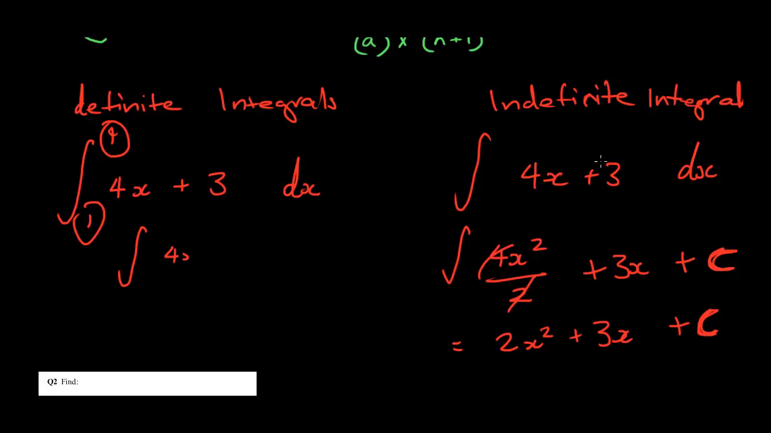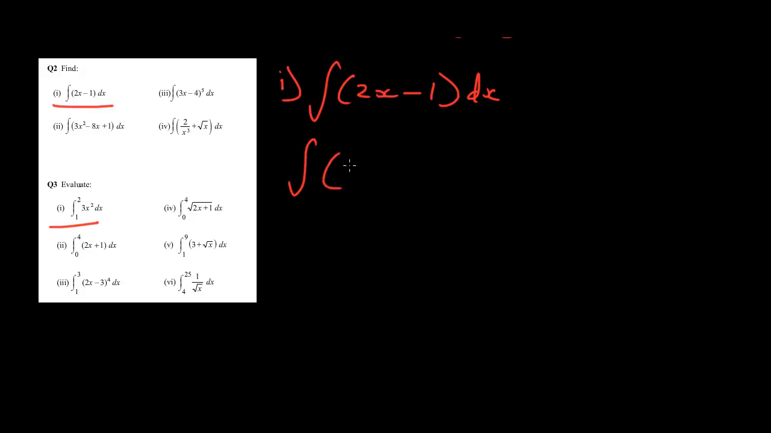That's all I needed to explain to you guys about definite and indefinite. Now we can move on. So let's do some examples. I'll do part i of question 2 and question 3. You can do the rest if you really want to. Okay, cool. So in i, we've got the integral of 2x minus 1 dx. This is with respect to dx, and this is an indefinite integral, as you can tell. Okay, so you get 2x squared over 2, and we get minus 1x with respect to dx.